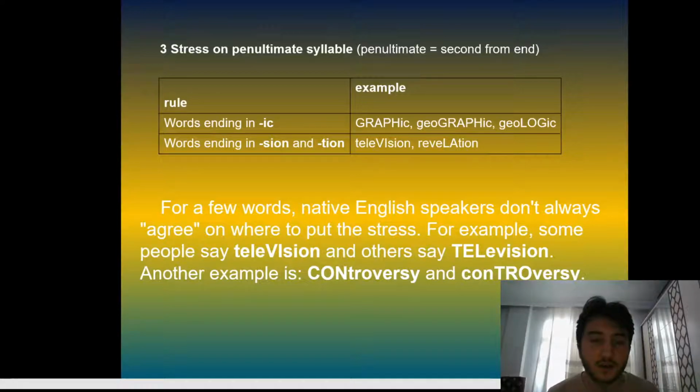Words ending in ic: graphic, geographic, geologic. Words ending in sion and tion: television, revelation. For a few words, native English speakers don't always agree on where to put the stress. For example, some people say television and others say television. Another example is controversy or controversy.